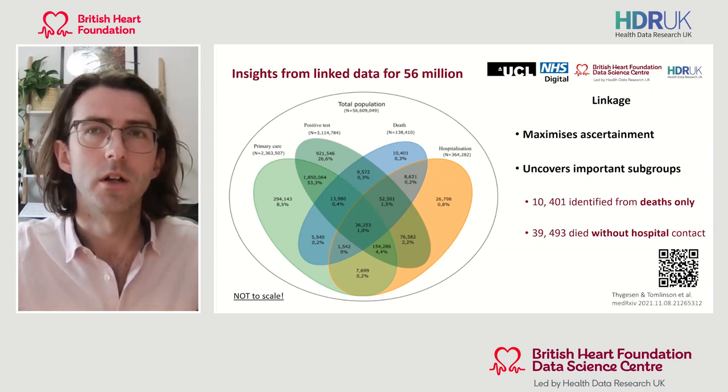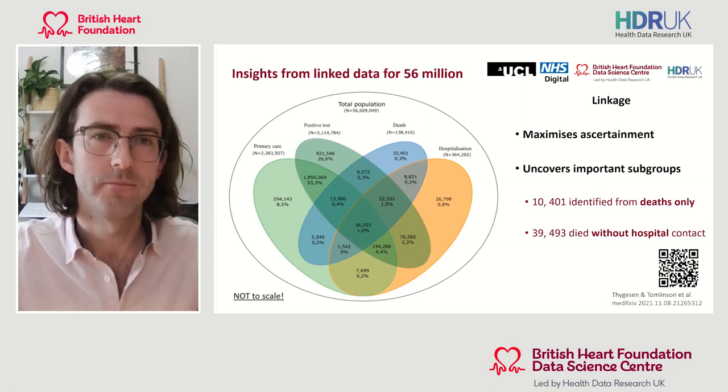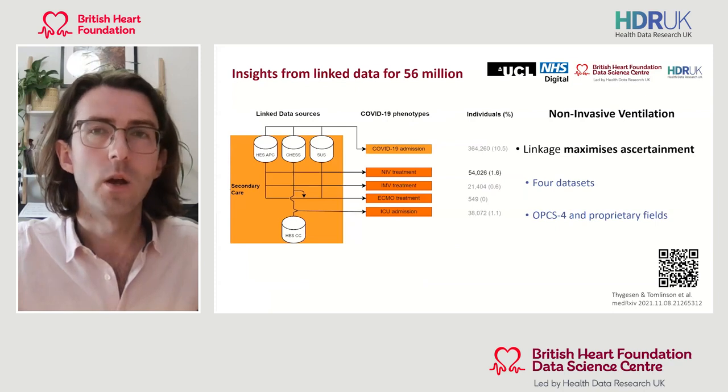Secondly, linkage allows us to uncover important subgroups. For example, the light blue cell shows 10,500 individuals identified only from deaths data. And the blue set outside the orange set shows almost 40,000 individuals who died without any hospital contact. I'd now like to focus on a particular phenotype of interest, that of non-invasive ventilation. Again, we utilise linkage to maximise ascertainment by linking across 4 datasets using both OPCS4 procedural billing codes and proprietary fields.